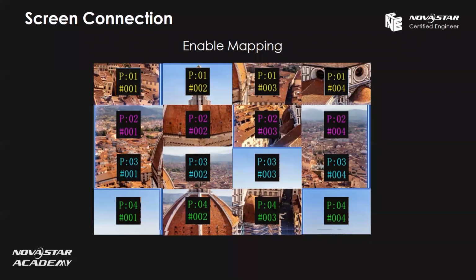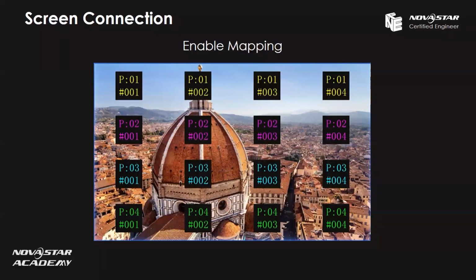So now we just switch to the software settings. We go to the screen connection interface. We follow the numbers on the screen. So we select port 1, and we use our mouse to connect the screen from the top left to the top right. And we do the same thing for port 2, port 3, port 4. And finish the screen connection. Then our screen will show a complete image. So this is a very useful function when we're doing the screen connection.